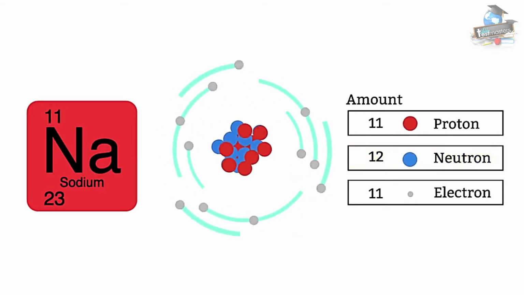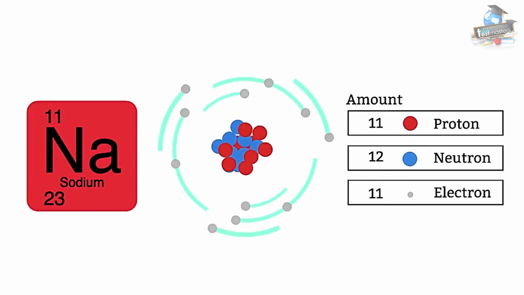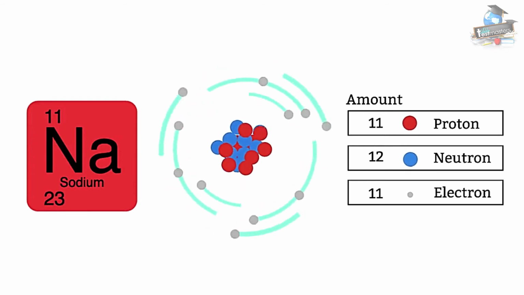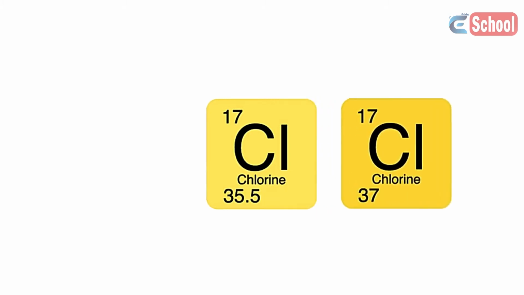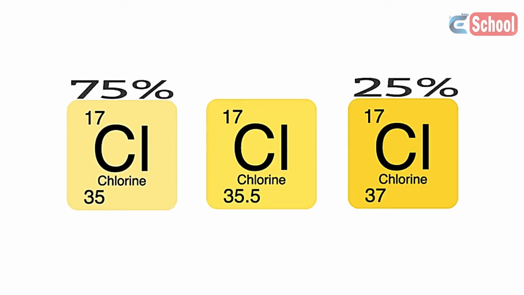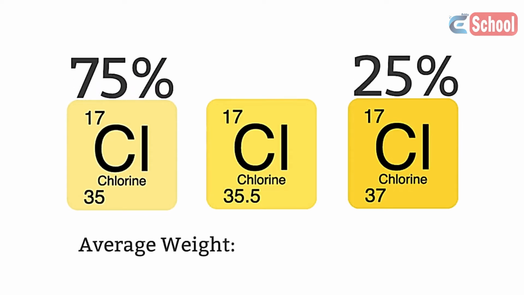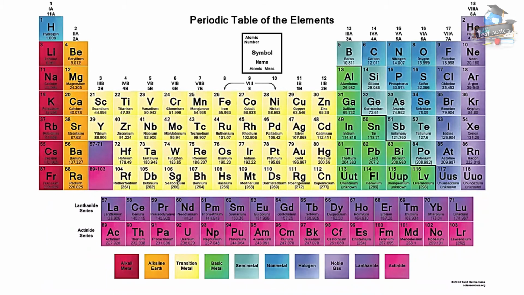The atomic mass number in the periodic table is not always a whole number. It is an average of different isotopes, weighted according to their abundance. For example, the atomic mass of chlorine is 35.5. There are two common isotopes of chlorine, chlorine-37 and chlorine-35. Chlorine-35 is 3 times as common as chlorine-37, so the average weight is 3/4 times 35 plus 1/4 times 37, which gives 35.5.